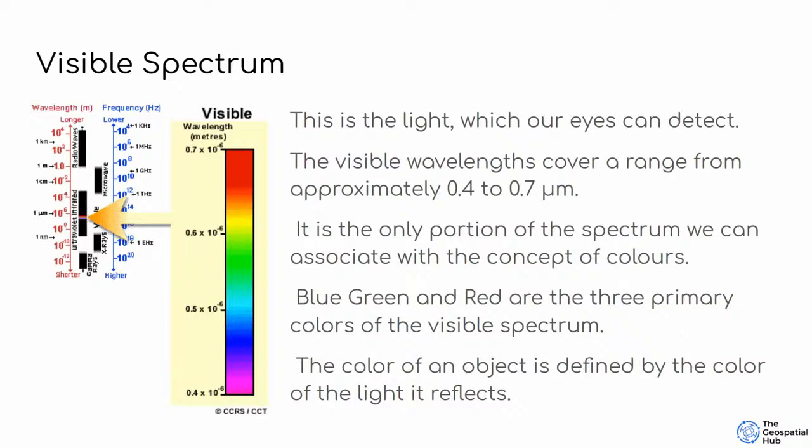and the fact that this portion of the spectrum is the only portion that we could see explains the reason why we can associate things we see with colors. The primary colors we have are blue, green, and red, which all other colors are actually generated from. So the last point here says that the color of an object is defined by the color of the light it reflects. To explain this, imagine the electromagnetic radiation comes from the sun, and remember that we can only see the visible part of the spectrum.